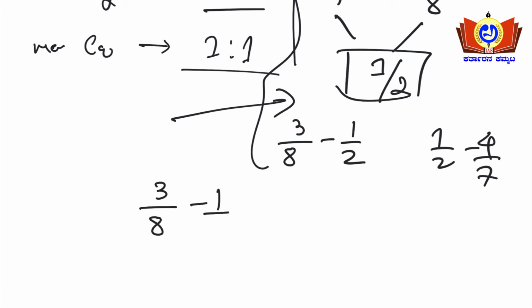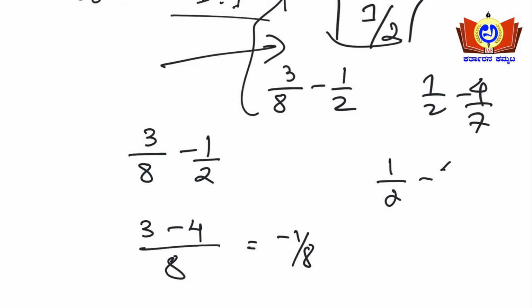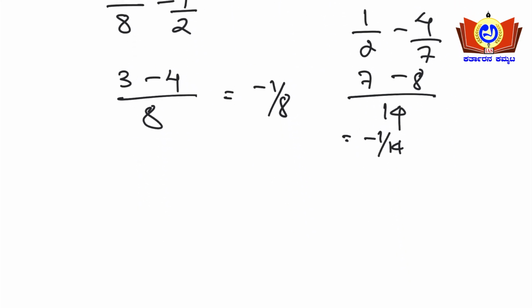3/8 minus 1/2, what is the LCM? 8 will be the LCM here. So 3 minus 4, that will become minus 1/8, and 1/2 minus 4/7. So what is the LCM here? 14. So 7 minus 8, that will be minus 1/14. Yes or no? So minus 1/8 and minus 1/14 we got here.